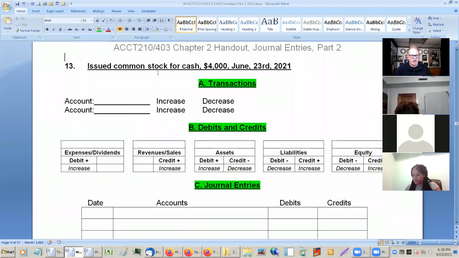Issued common stock for cash. Now issued means that we sold. We didn't sell them a product. We sold them the ownership in our place. It isn't like we're running a hot dog stand and we sold them a hot dog. We sold them ownership in the place. So this has to do with the owners, not with customers. Okay, so we sold common stock for cash, 4,000. So what accounts are we going to use? Common stock and cash.